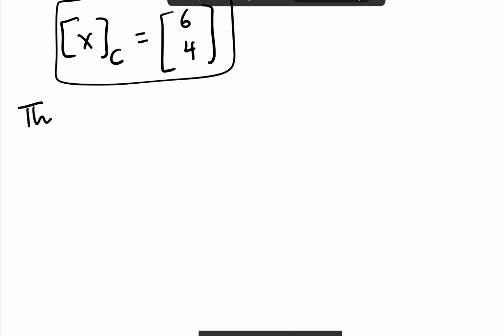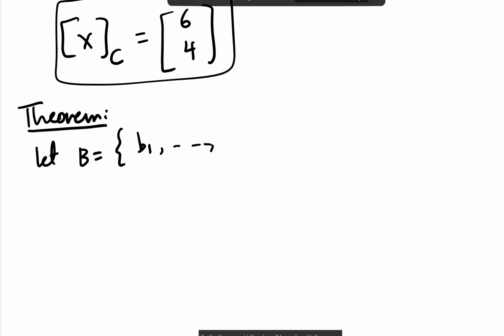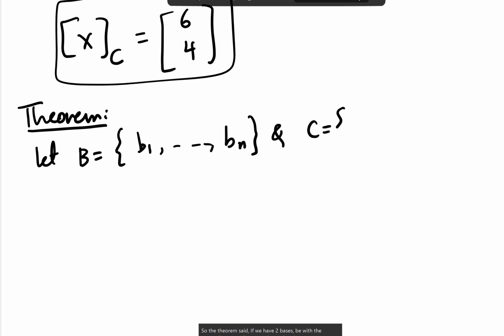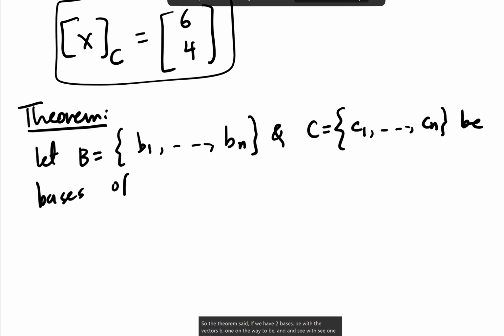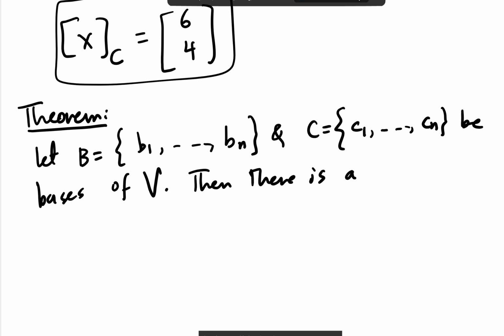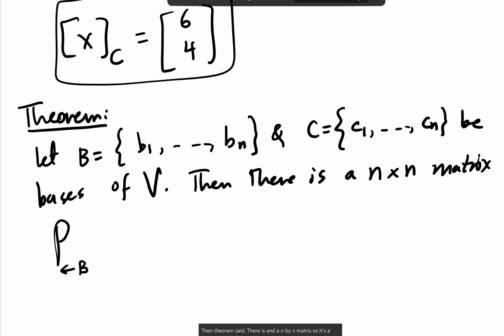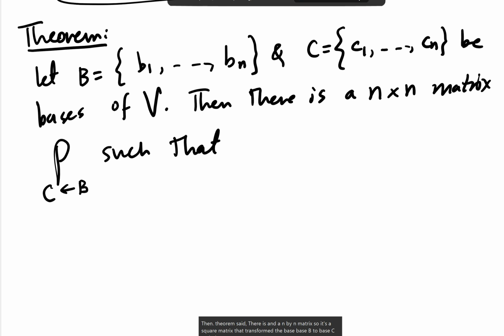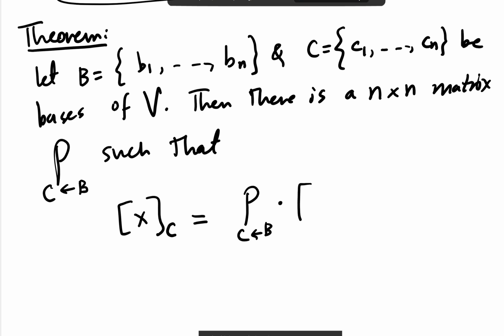Now we can introduce a theorem. The theorem says if we have two bases, B with the vectors b1 all the way to bn, and C with c1 all the way to cn, be bases of the vector space V, then there is an n by n matrix, so it's a square matrix, P, that transforms the base B to base C such that the components of x in the base C is given by this matrix, the matrix that takes B to C, times the components of x in the base B.